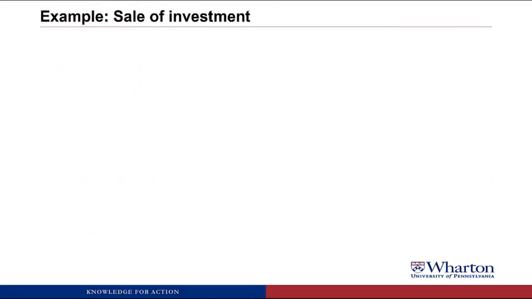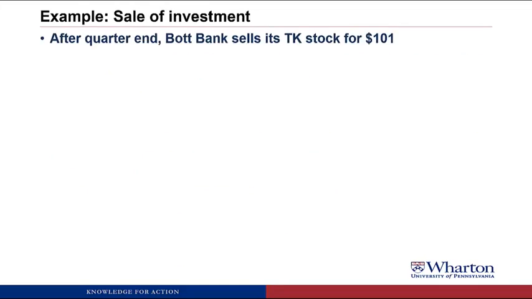Finally, both companies decide to sell their investments. So after the quarter end, Bot Bank decides to sell its TK stock, and at that point, the price is 101. So the journal entry is Bot is receiving $101 of cash. Makes sense, right? They sell their stock for 101. That's how much they get in cash.